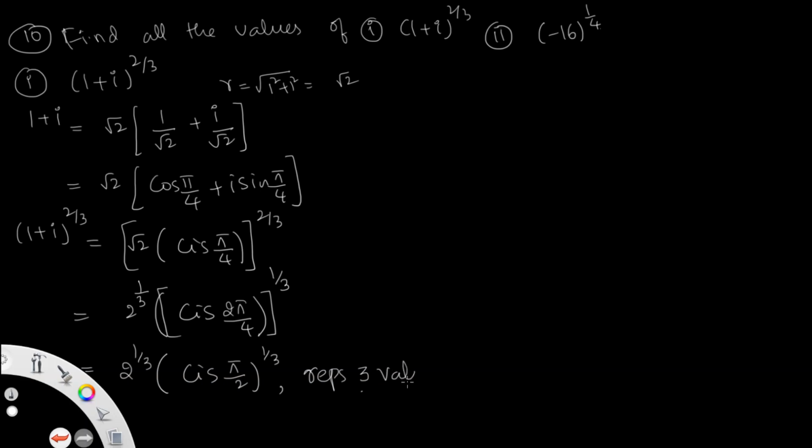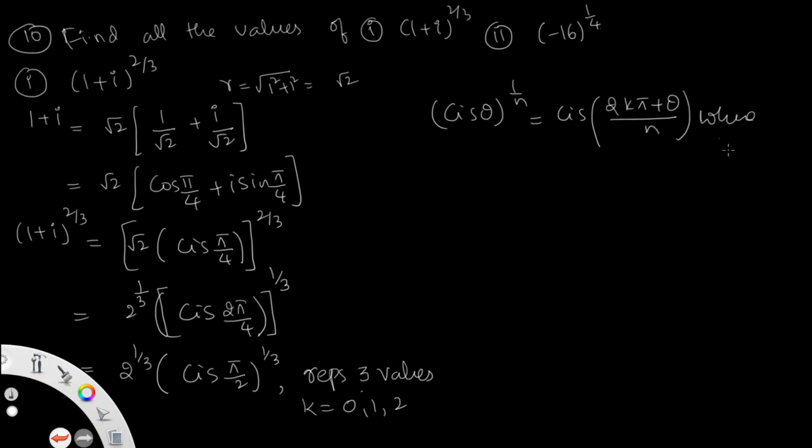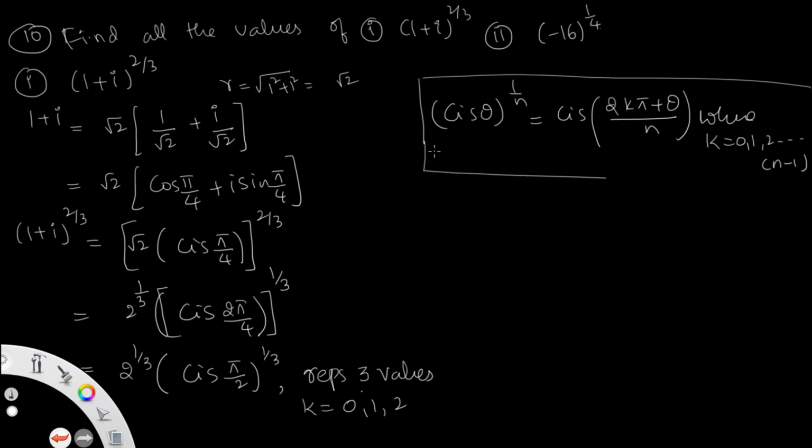Why? Because it is the cube roots of cis of pi by 2, where k equals 0, 1 and 2 we should take. So for cis theta whole to the power of 1 by n, you can take the formula: nth roots of unity, cis of (2k pi plus theta) by n, where k equals 0, 1, 2, and so on up to n minus 1. Zero is included, that's why you take it up to n minus 1. This is the formula for nth roots of unity, that's why we have to take it in this one.